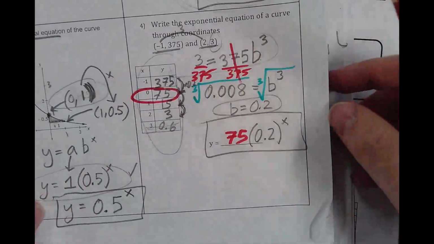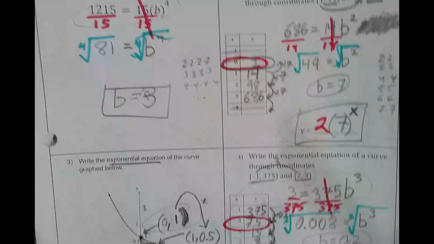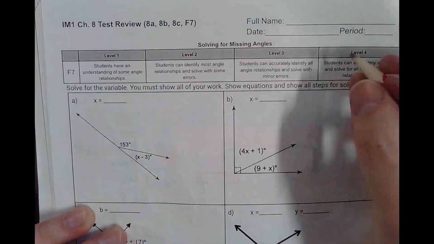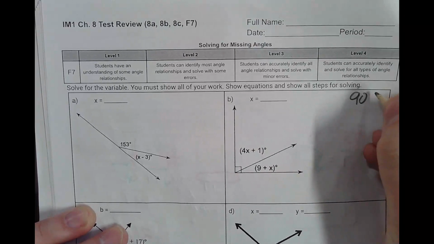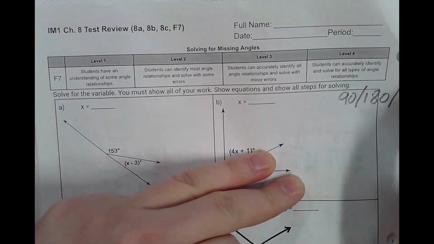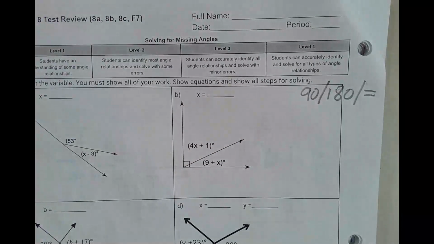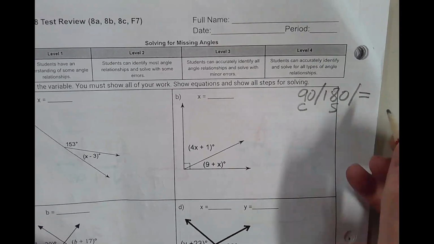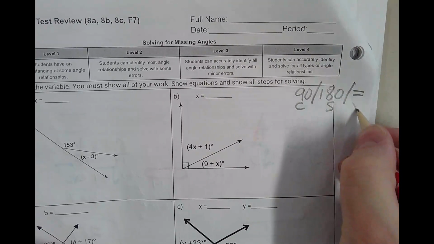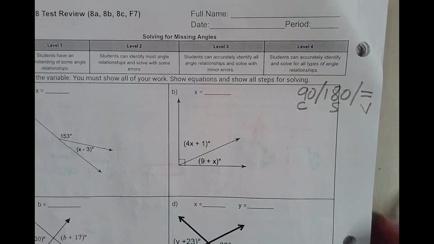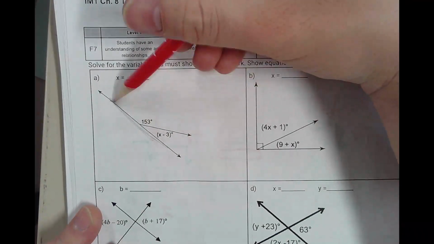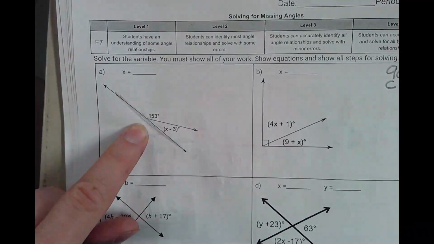Okay, lastly, we are going to go over standard F7. F7 is going to be the angles. So remember, for the angles, you're either going to get that they add up to 90 degrees, 180 degrees, or they're equal. If it's 90 degrees, it's called complementary. If it's 180 degrees, it's called supplementary. And if it's equal, it's typically because they're vertical angles. Okay? So using this idea, is this situation 90, 180, or equal?